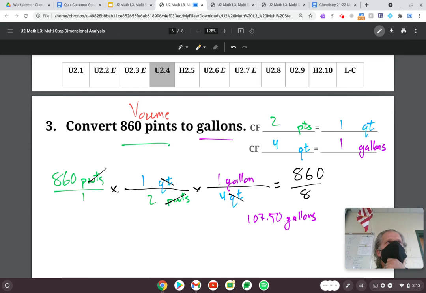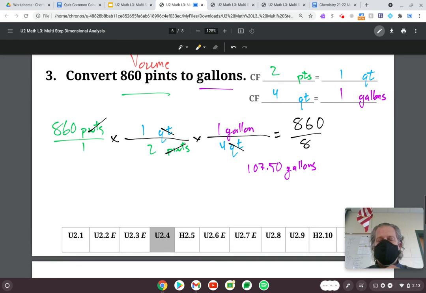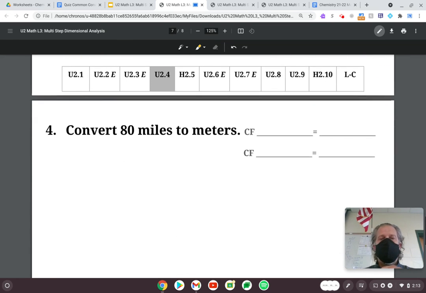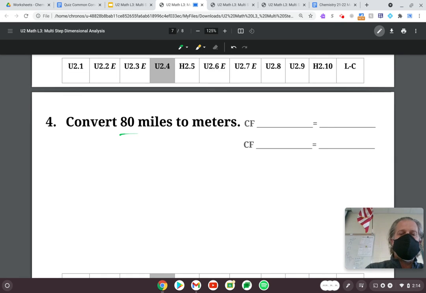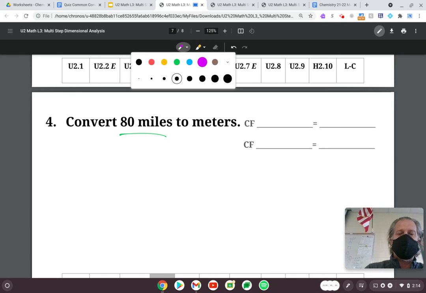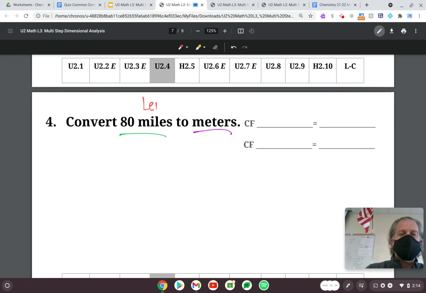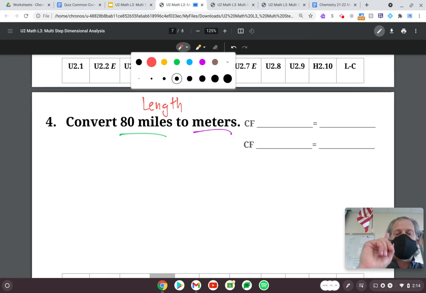All right. Problem number 4. You are on your own. I'll give you a little bit of a hint: we're going to convert miles to meters. We know that is a length measurement. And I can tell you that there are at least 2 ways to do this problem. At least 2 ways.